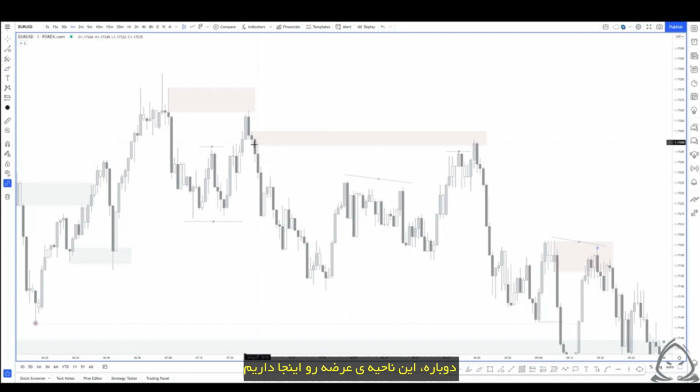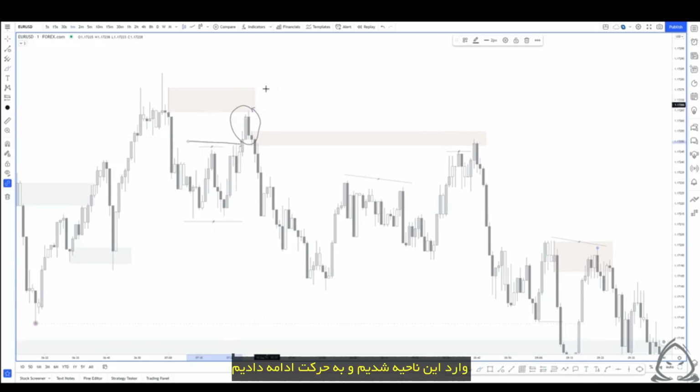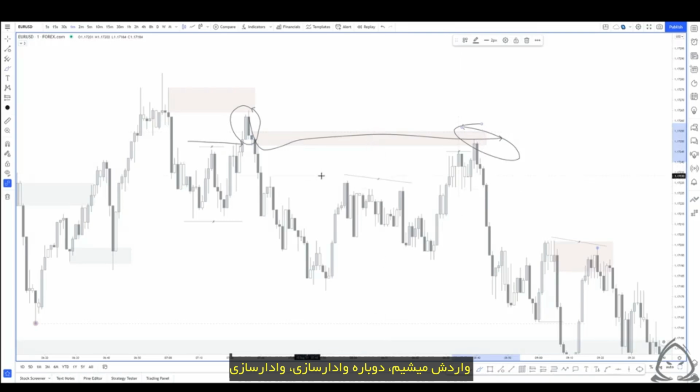Again, what we have here is we have the zone right here. We have our inducement, which in theory we could also view in this particular case, that this is the liquidity before this zone. We've tapped into this zone and then we've continued moving. We tap into it. Again, we have inducement. What we can see here is we swept liquidity.